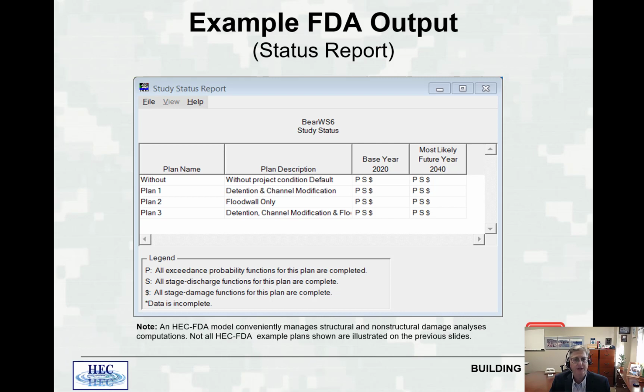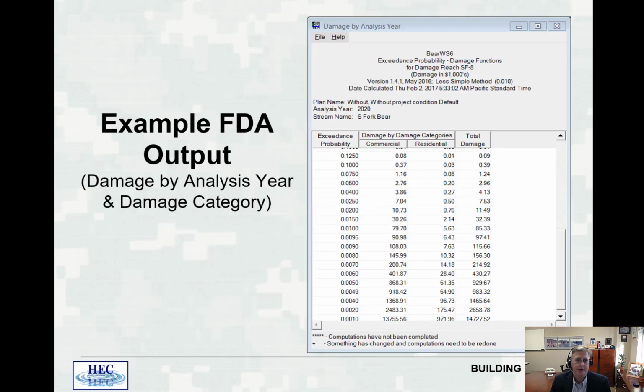It shows that you have your stage discharge information in, that's the S. The dollar sign says that you have your economic information in. So what it's telling you is for the base year and most likely future year, you have the right amount of information in there. Doesn't mean you have good information, just means that you have the relationships identified for the without project condition and the other three plans as well. So you're off to a good start.